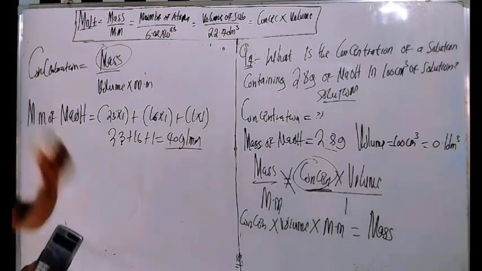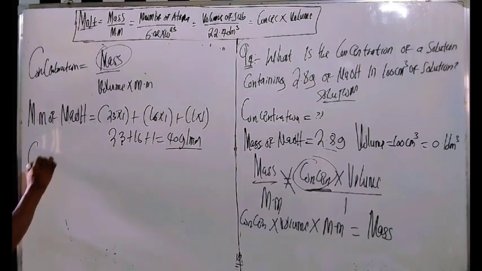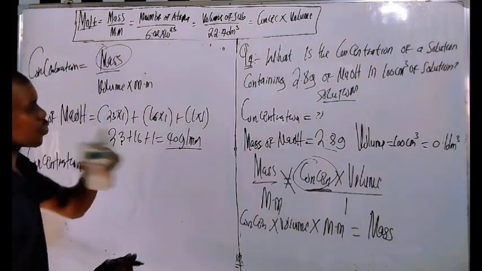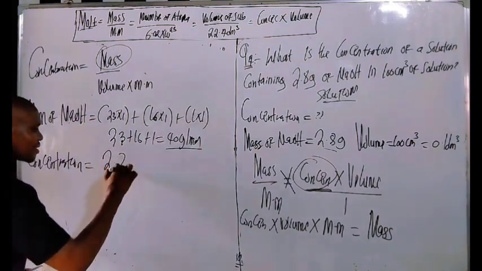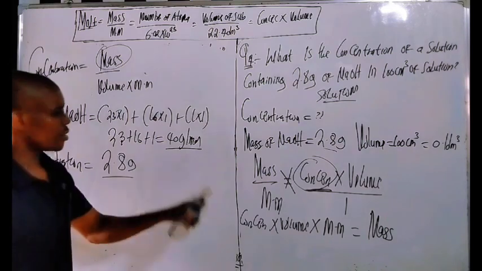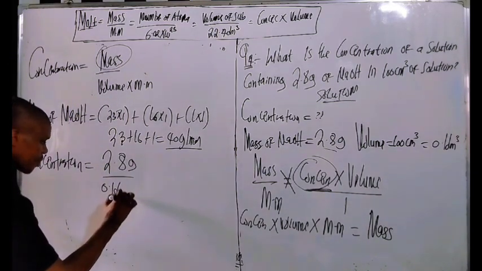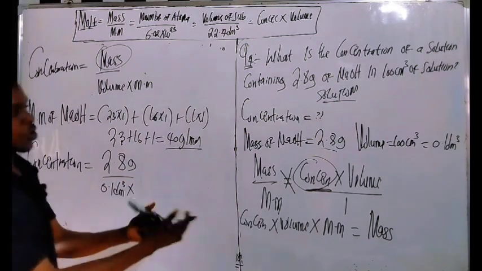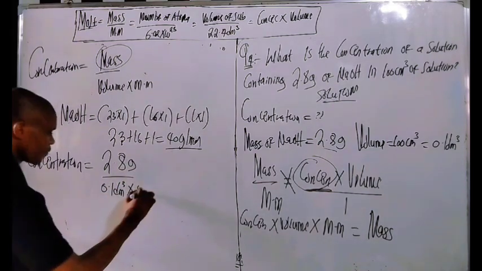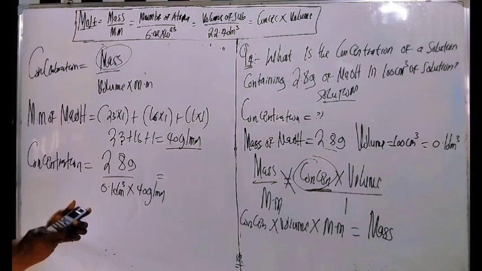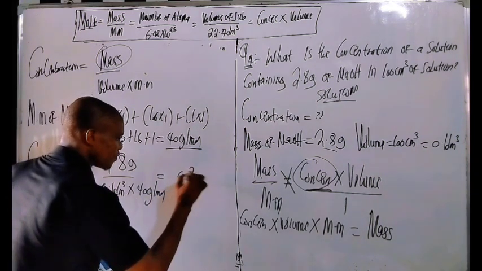So now let's substitute our values. Concentration equals the mass, 2.8 grams, over the volume, 0.1 dm³, times the molar mass, 40 grams per mole. Let's do the calculation here: 2.8 divided by 0.1 times 40, we have 0.7.